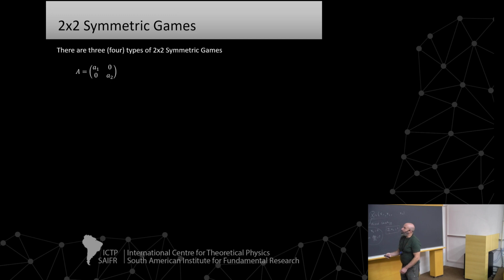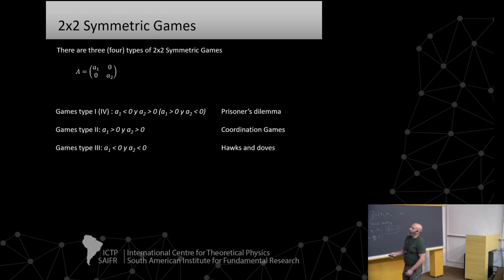So I will make a classification of the games. Games of the type 1 or 4 are more or less the same, when A1 is less than 0 and A2 is greater than 0, or the opposite, when A1 is greater than 0 and A2 is less than 0. Sometimes some people say that this is the same group. So the prisoner's dilemma is an example of this game.